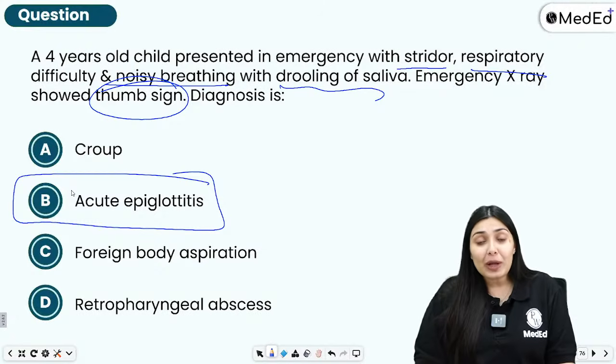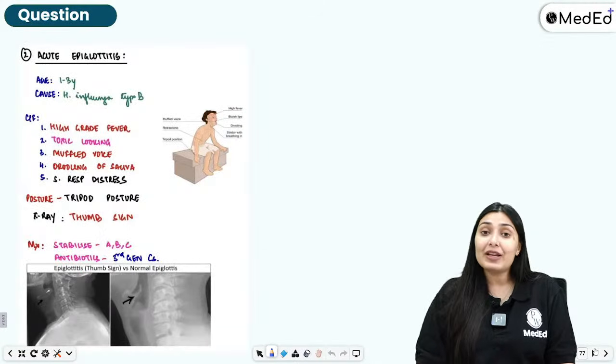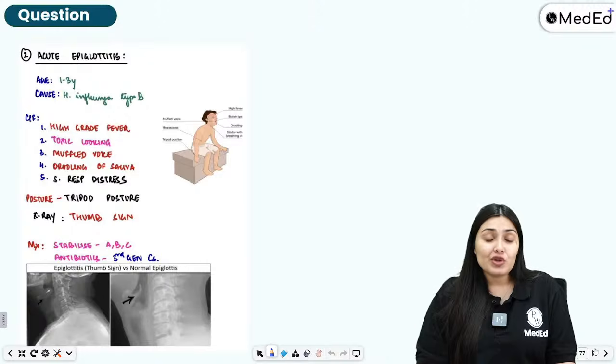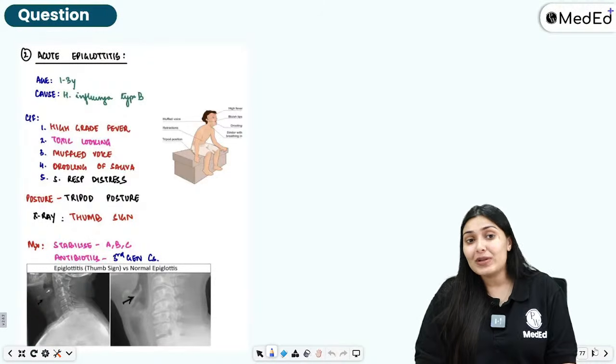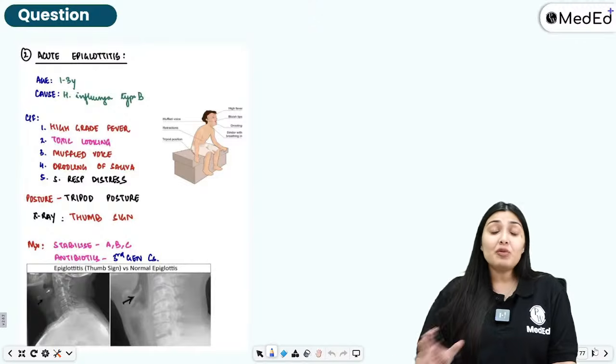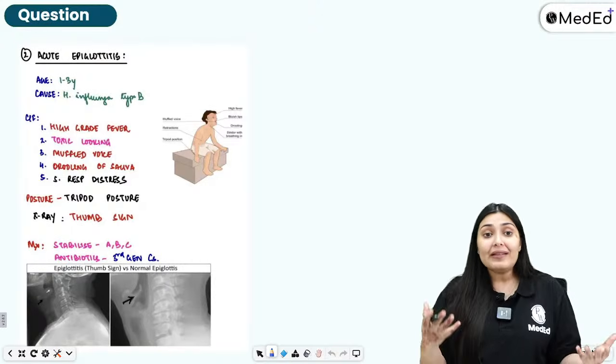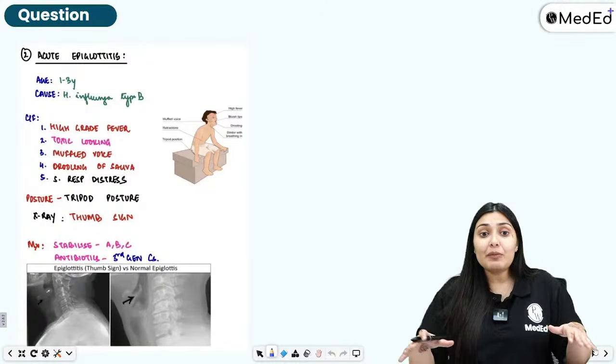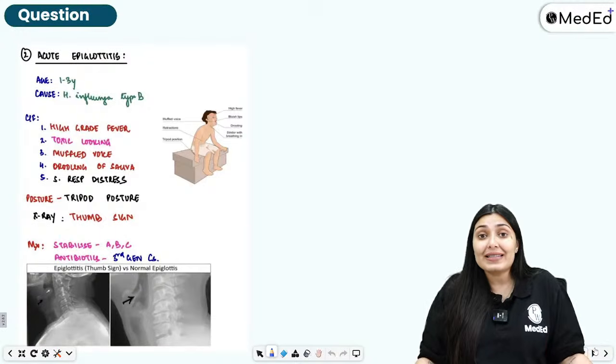So this is an overlap topic with ENT and pediatrics, but an important one. So let's understand acute epiglottitis. What is the age group in which you see this acute epiglottitis? 1 to 3 years of age. And the cause here is bacteria, that is H. influenza type B. Here the child would be very toxic looking, high grade fever, muffled voice, there is drooling of saliva, and a typical position in which this child sits down is this position, tripod position.